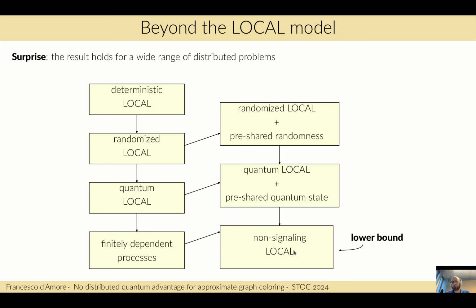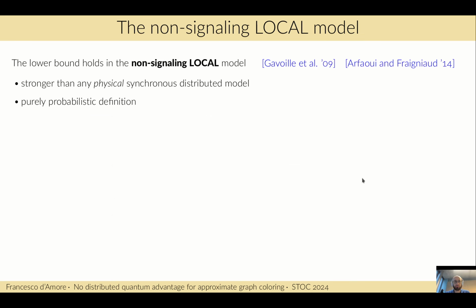And so we show a lower bound in the strongest model and the almost matching upper bound in the deterministic local model, making all this model collapse for this specific problem of C-coloring chi-chromatic graphs. So now let's define the non-signaling local model.